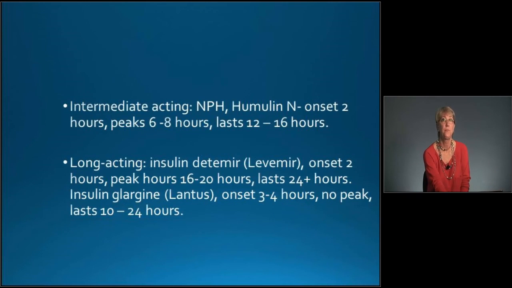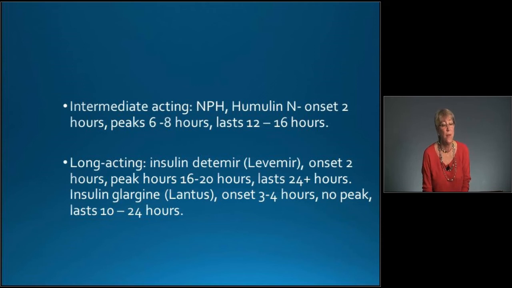Then we have our intermediate acting, which is our NPH, our Humulin N. Onset is 2 hours, peaks in 6 to 8 hours, lasts 12 to 16 hours. And we don't see regular NPH used separately like we did in the past. Nowadays you might see them put on a mixture of what we call 70/30 because it is more cost effective, and it will give them both that short acting and intermediate acting response.